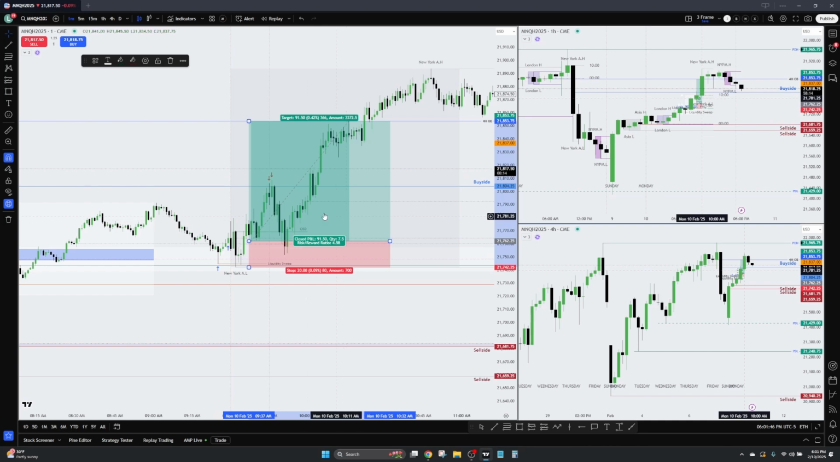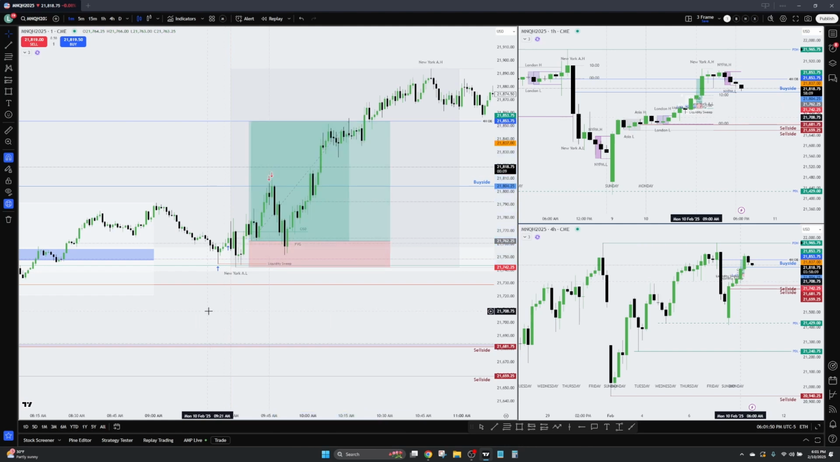That's a very good setup, very good risk to reward ratio. And that's what you really want to be looking for when you're trading. You don't expect to be right 100% of the time.